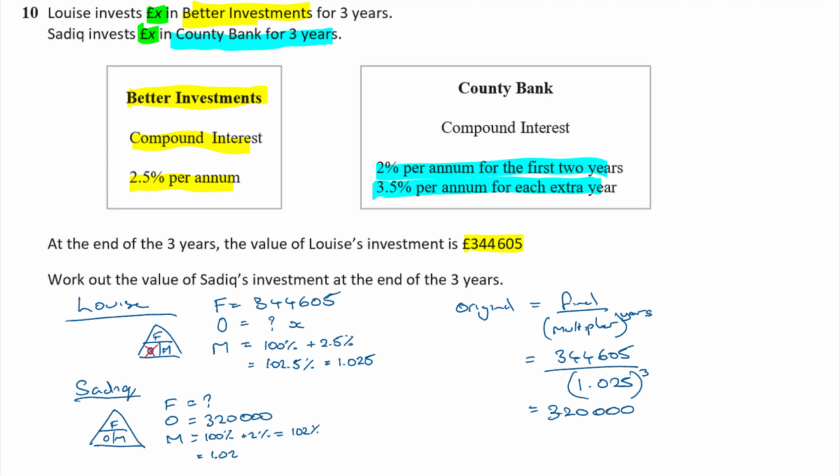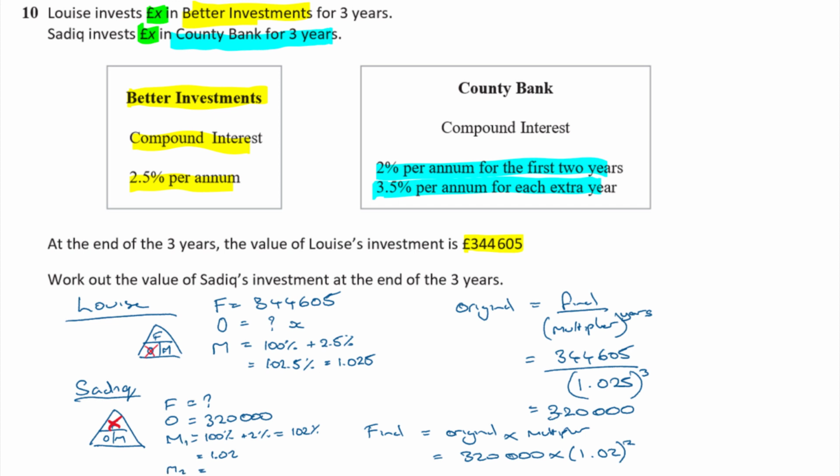Okay, so then the final: cover up the thing you want. Final, it tells you what to do with the other two, original times multiplier. So for Sadiq, final equals original times multiplier, which is 320,000 times 1.02 squared. Now I could work that out and do this all again for the next one, but I might just do this. That's multiplier 1.